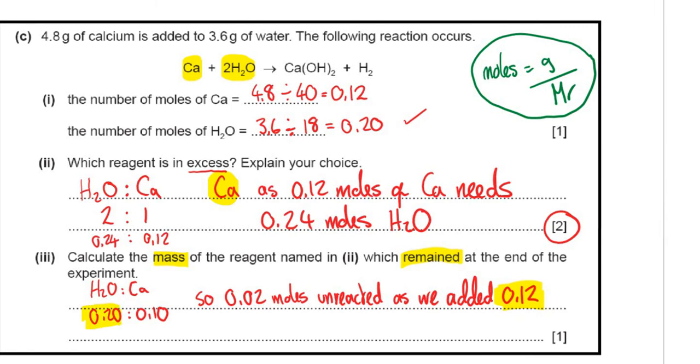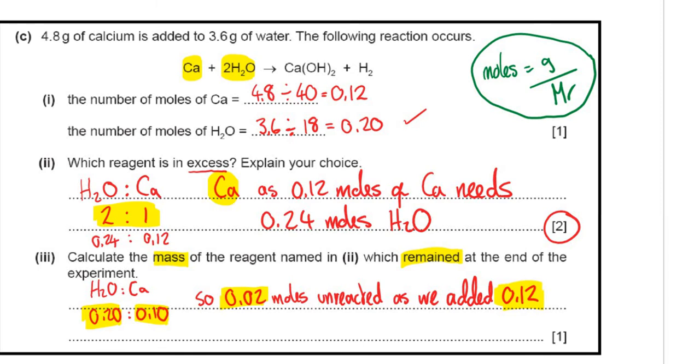We know that 0.02 moles of water will react with 0.01 moles of calcium, because it's a 2-to-1 ratio. So we know the calcium is in excess, so how much calcium will 0.20 moles of water react with? 0.10 moles of calcium. We added 0.12 moles of calcium, so therefore we have 0.02 moles of calcium unreacted in the mixture. So 0.10 would have reacted with the 0.2 moles of water. We've got 0.02 moles unreacted.